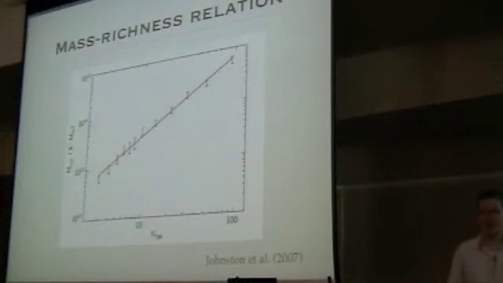So you basically say, I'm going to do a cluster survey, I count the number of galaxies, but this calibration has told me what the mass of this cluster is on average. And look at the error bars, it's really quite remarkable.